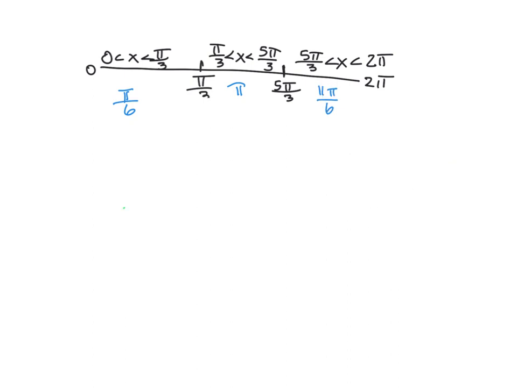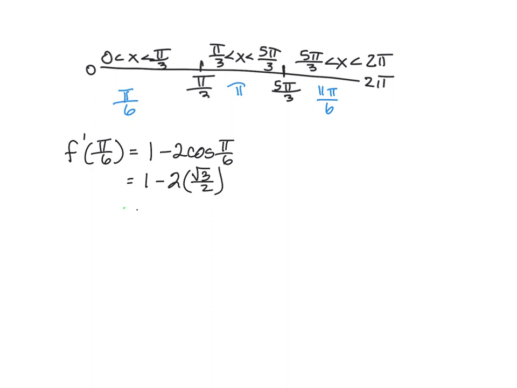So let's test those points. We are now going to plug in pi over 6 into f prime. Remember, that's going to be 1 minus 2 cosine of pi over 6. That's going to be 1 minus 2 times cosine of pi over 6, which is the square root of 3 over 2. And that's going to be 1 minus the square root of 3.